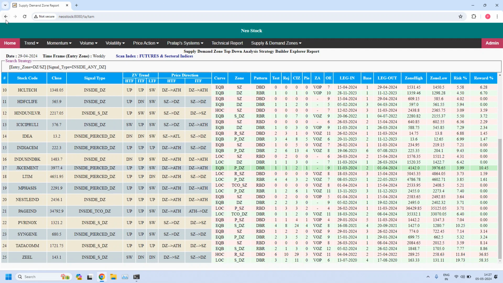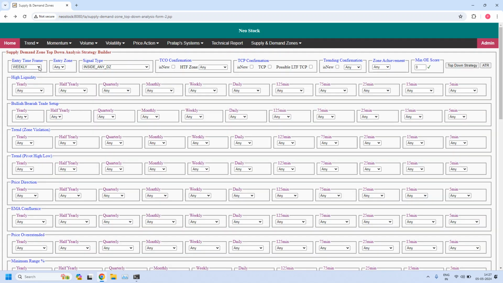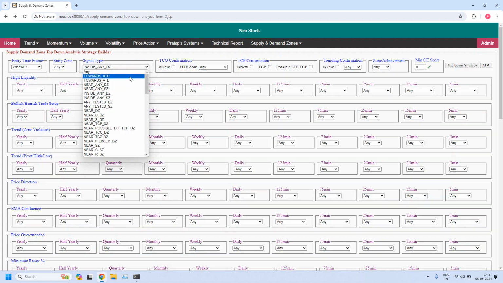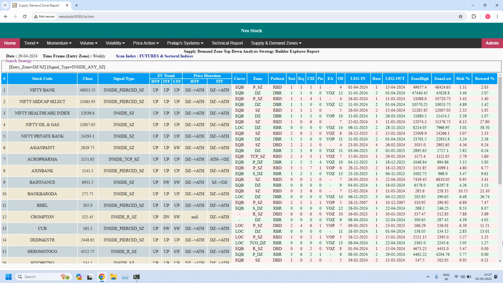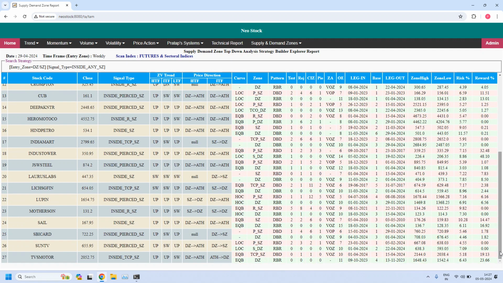So let me generate the next report. Going back. For weekly time frame, let us find the stocks where price closed inside weekly supply zone. So this is the filtered list. Let me scroll down. So total 27 stocks are filtered.